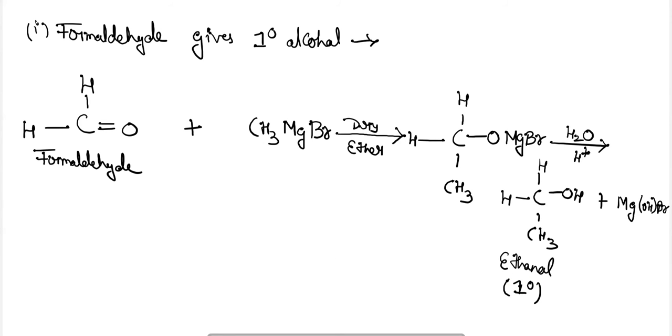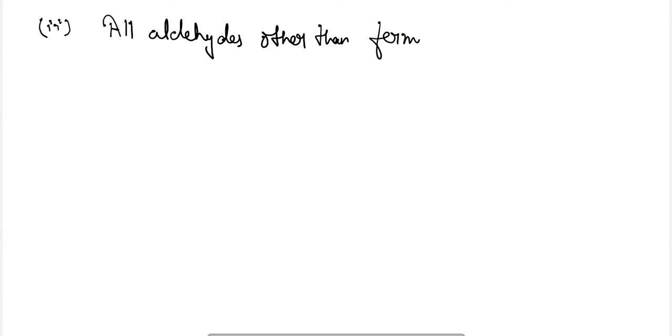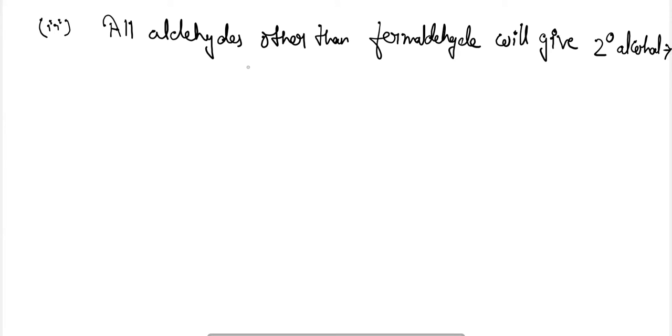Similarly, if you are taking any other aldehyde other than formaldehyde, it will give 2 degree alcohol. Means they will produce secondary alcohol, except the formaldehyde. Formaldehyde is the exceptional case where it will produce 1 degree alcohol. All other aldehydes will produce 2 degree alcohols.